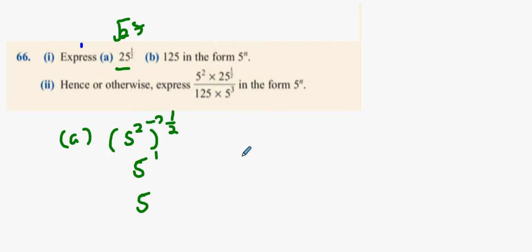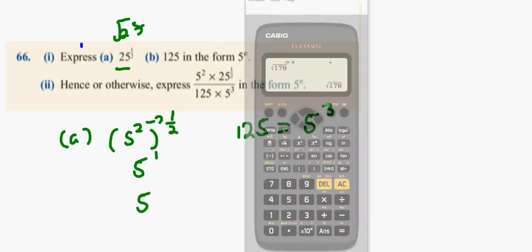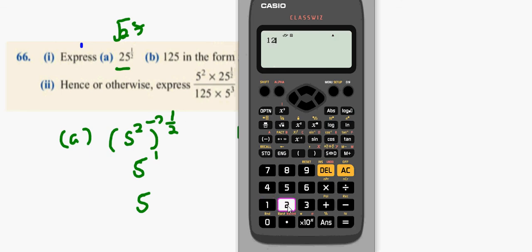Alright, grand. What about 125? 5 to the power of 3. If you don't know how to do that, what button does it for you? Shift fact, you press equals, then you press shift fact. 5 to the power of 3.